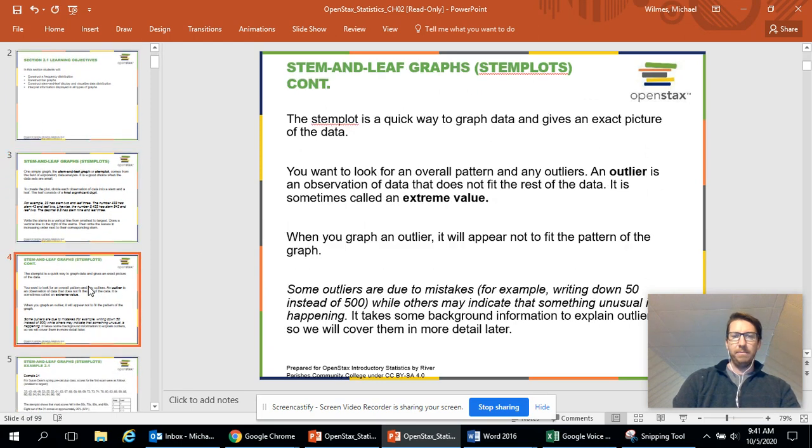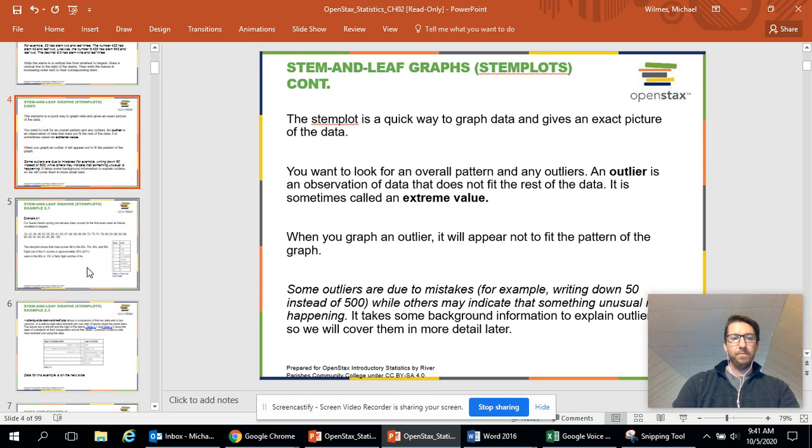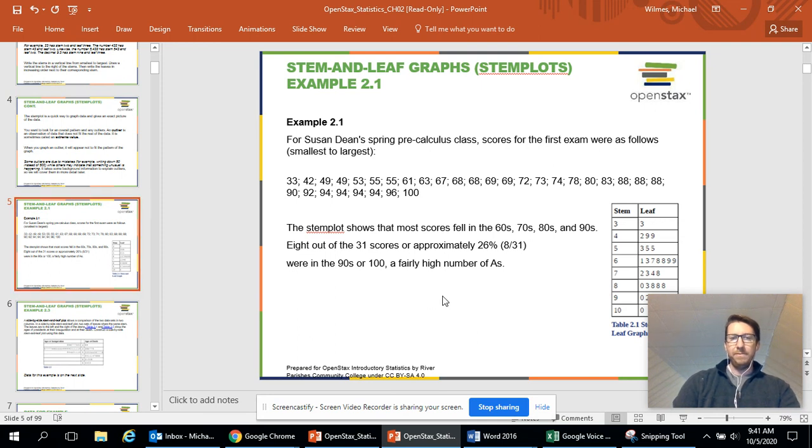So let's look at some examples. It gives us a way to show how the data is spread. It shows us outliers and extreme values. So here we have some data, and we can see how we have put the stems as the digits in the tens spot, and then the leaves are the ones spot. So 33, 42, 49, 49.